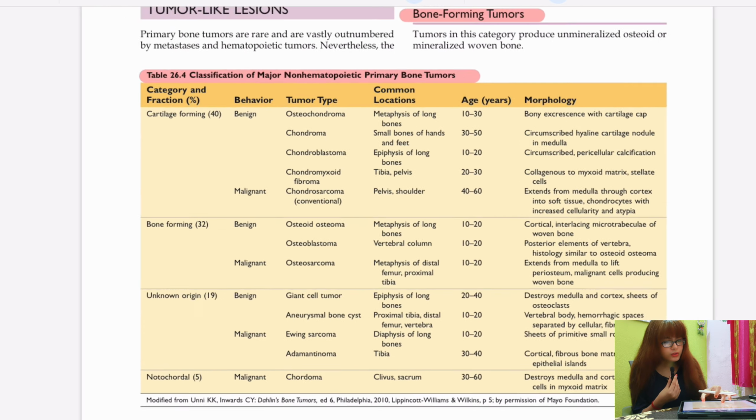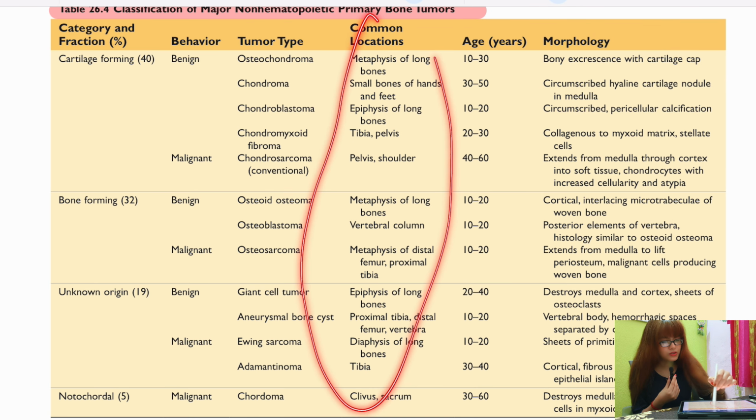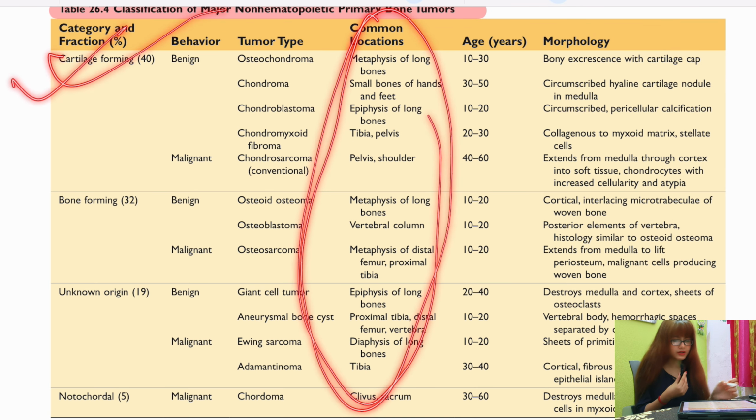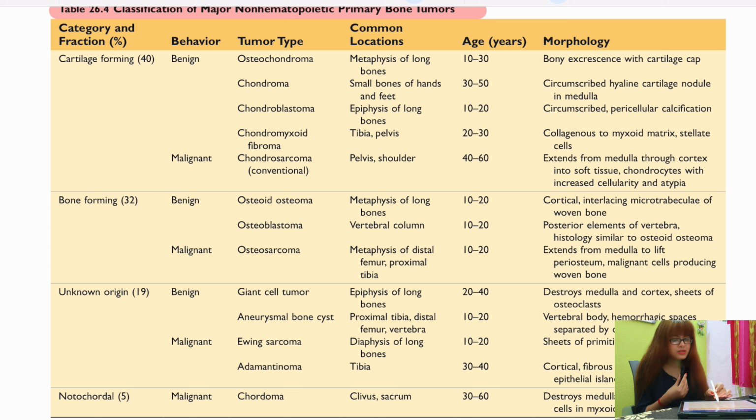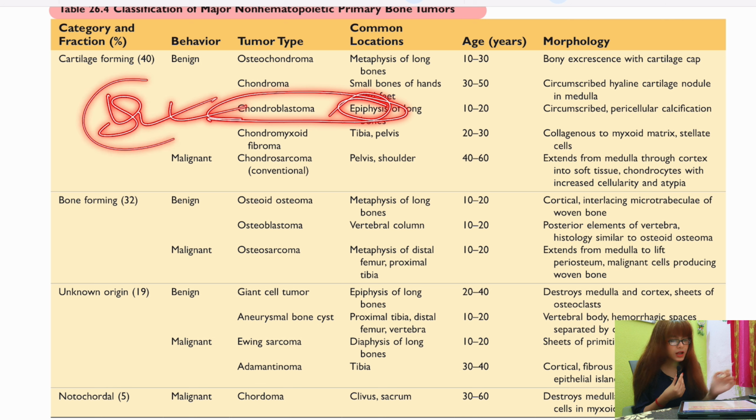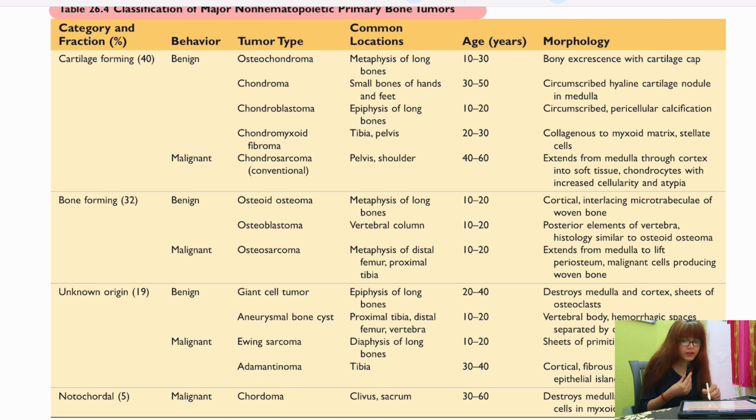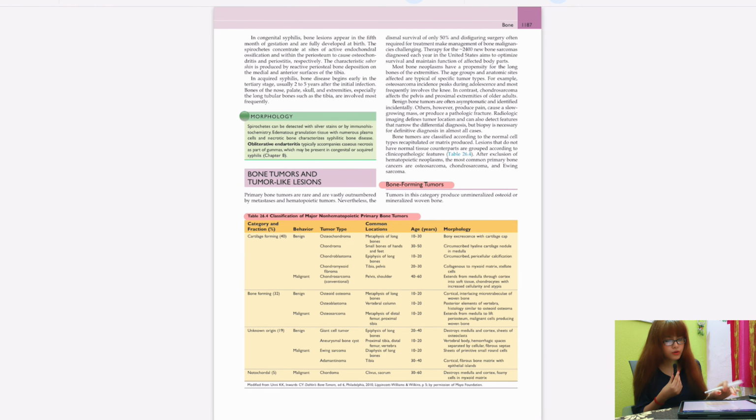So in this chart you will see the locations are also present. So this chart is very important, right? So you see most of them are present in the metaphysis area, but chondroblastoma is present in the epiphysis. Very important differentiating point. So all of which are important. Ewing sarcoma is more common in the diaphysis, right? So don't get confused. Giant cell tumor, epiphysis, metaphysis also. So these points are important. Please go through this chart. Last minute revision for your MCQ based exam.